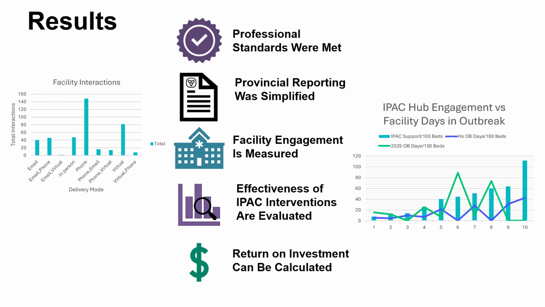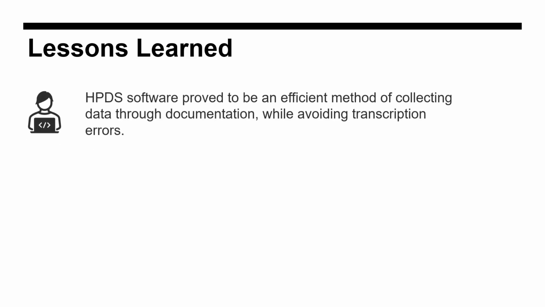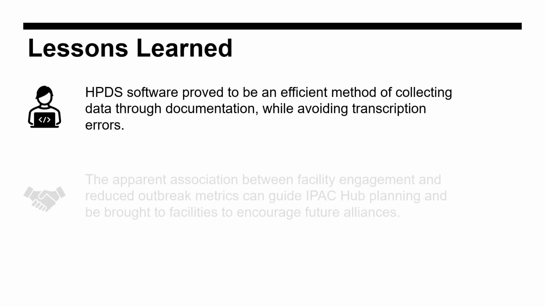Return on investment can be calculated. ROI, defined here as resources spent in IPAC Hub activities versus known cost of outbreaks in additional staff, equipment, and sick time, can now be calculated and expressed to show the value of the IPAC Hub as a program. Documentation using the HPDS software has proved to be effective for data collection through a regular professional expectation while not adding an administrative burden to staff.